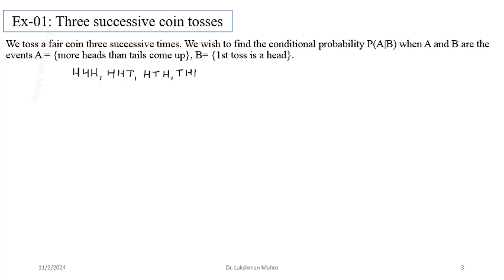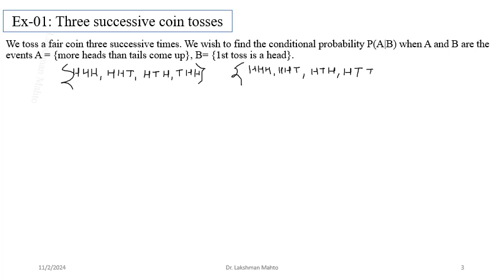Now if you are talking about B, that the first toss is head, what kind of outcomes will be there? It would be head head head, head head tail, head tail head, then head tail tail. Any other option? No, these are the possible outcomes. So this one is B.